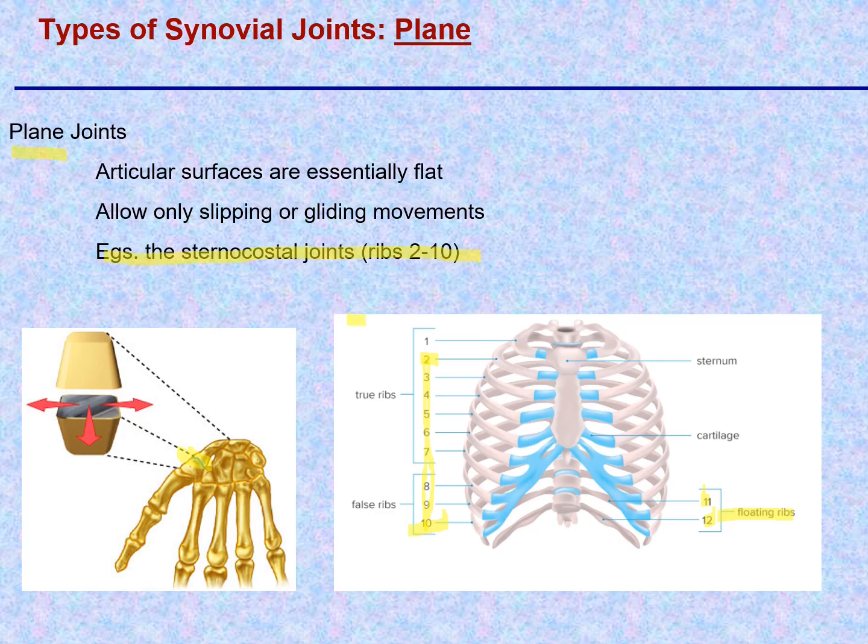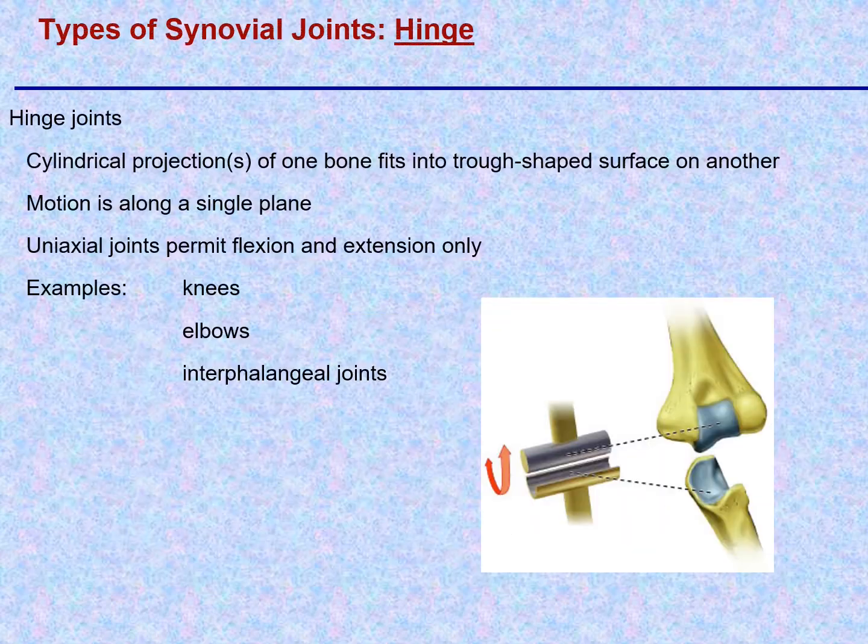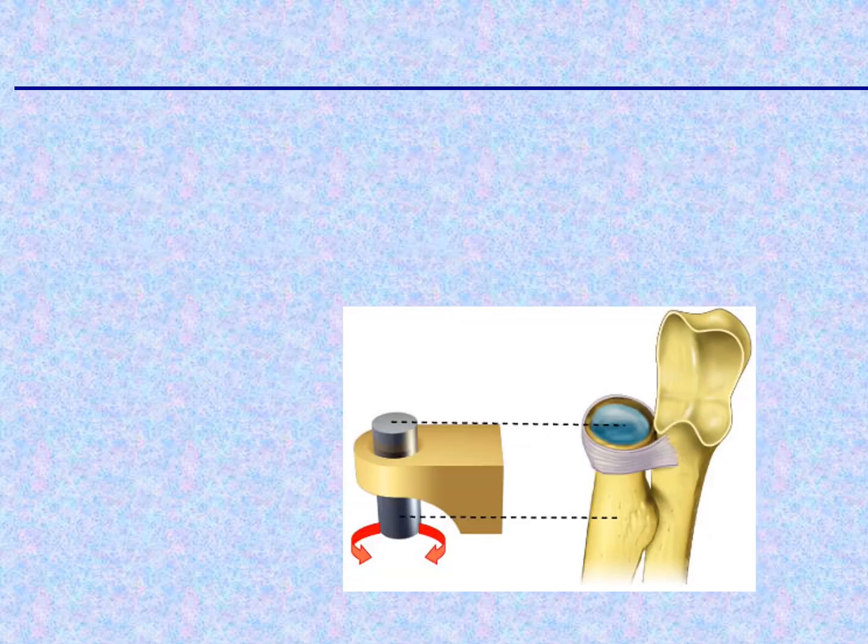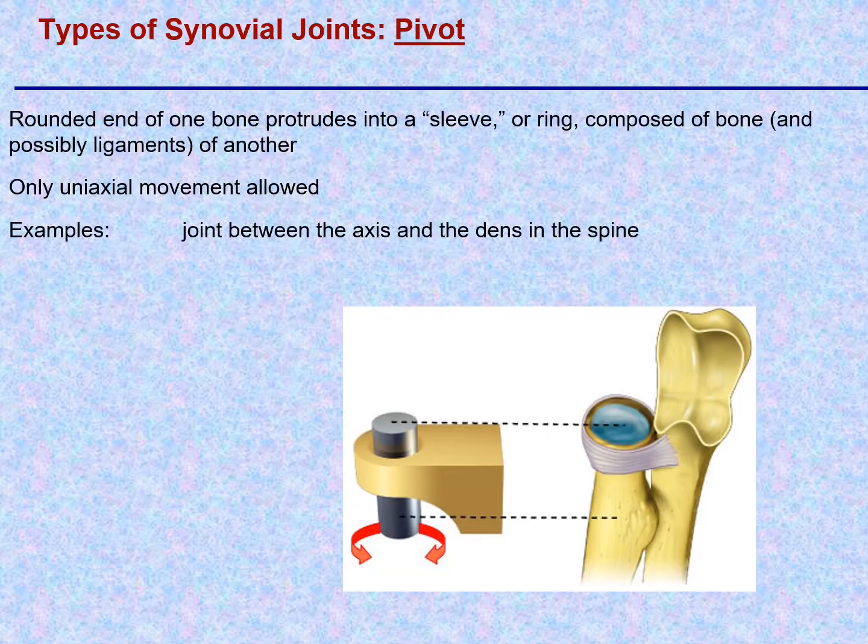So that's something that I certainly would expect you to know. The hinge type of joint is shown here. It's the kind at the knee or elbow or between the bones and the fingers, the interphalangeal joints. You get movement on a single plane. So these type of joints are synovial.